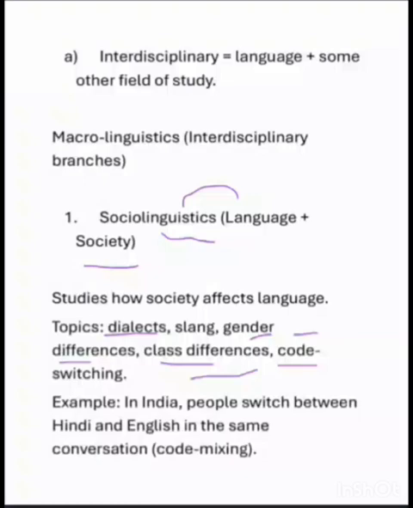Then code switching. Code switching is like when we mix Hindi and English in our speech. We start in Hindi, and now we can say it became English. So it is code switching, the switching from one language to another. So sociolinguistics deals with the effect of society on language.